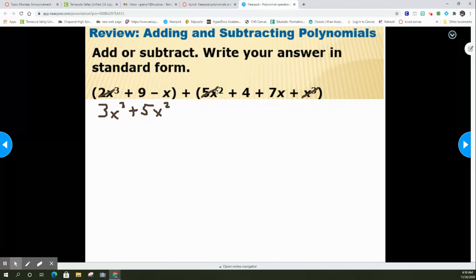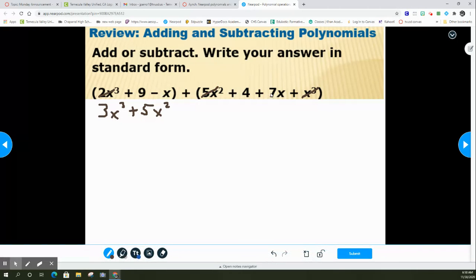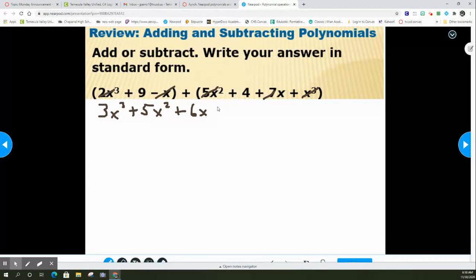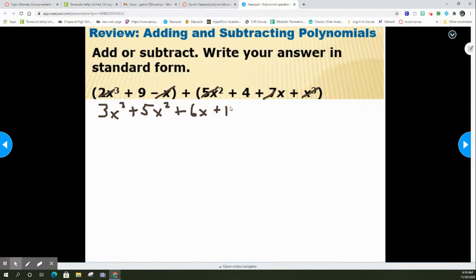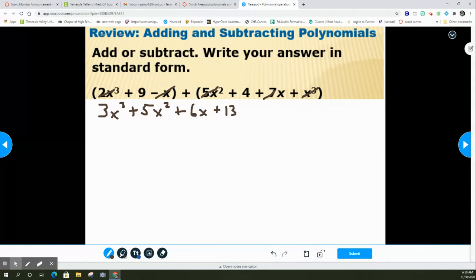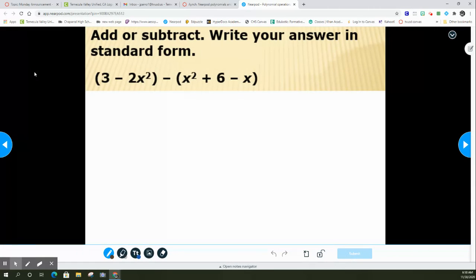And then my x is my linear terms. I have a negative x plus 7x, so that's 6x. And now I just have my constants, which is 9 plus 4, which is 13. So after adding these two polynomials, I get 3x cubed plus 5x squared plus 6x plus 13. So I got a cubic polynomial with 4 terms. Then you guys just hit submit, and it takes you to the next problem.